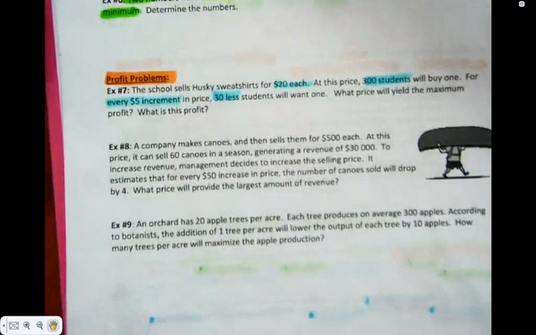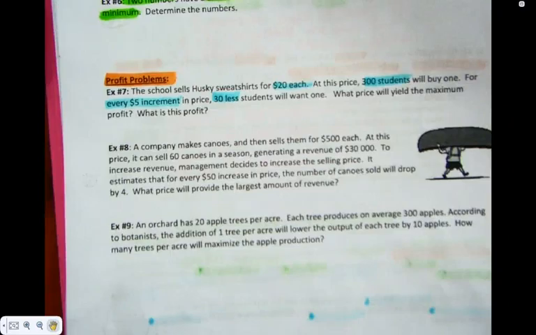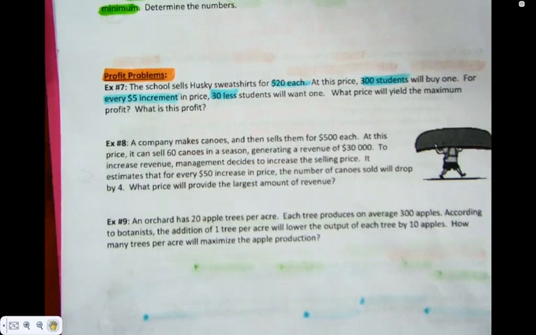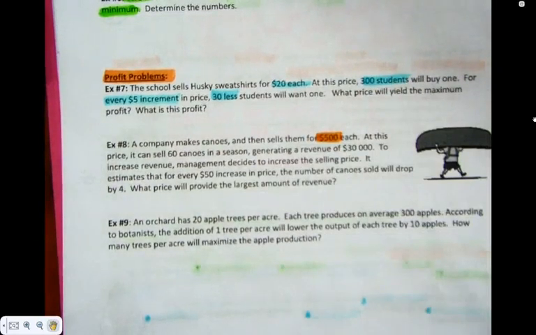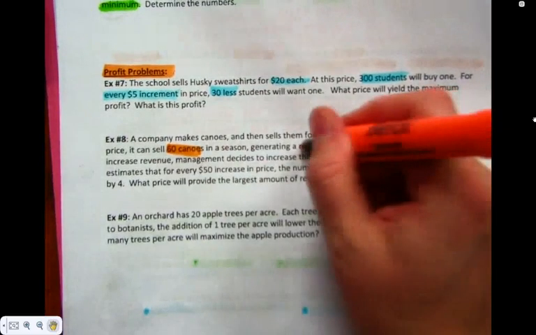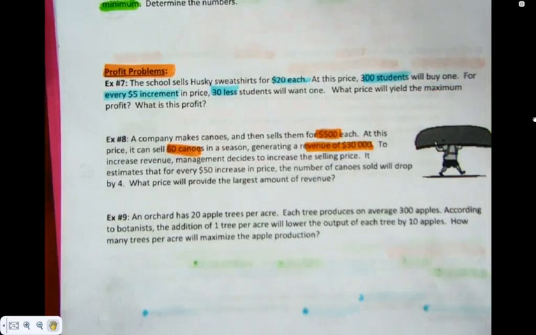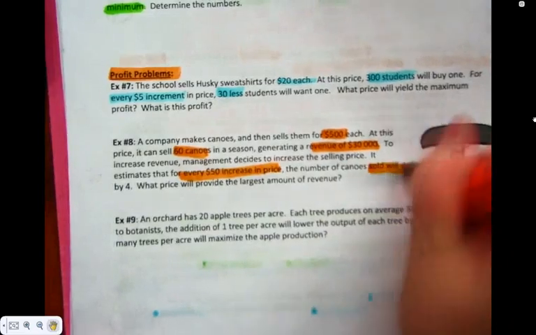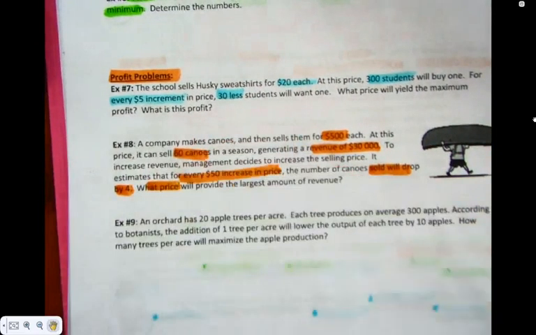Read to read number 8. So many words. Really, it's the economists that care about the words. The mathematicians, all we care about is the numbers. So what's the first number we see in the question? 500. The next number, 60 canoes. Revenue, 30,000. Every $50 increase in price, sold will drop by 4. What price will yield the maximum revenue?